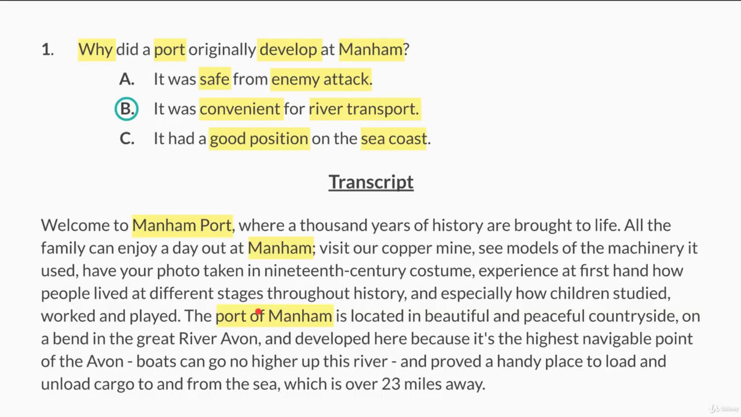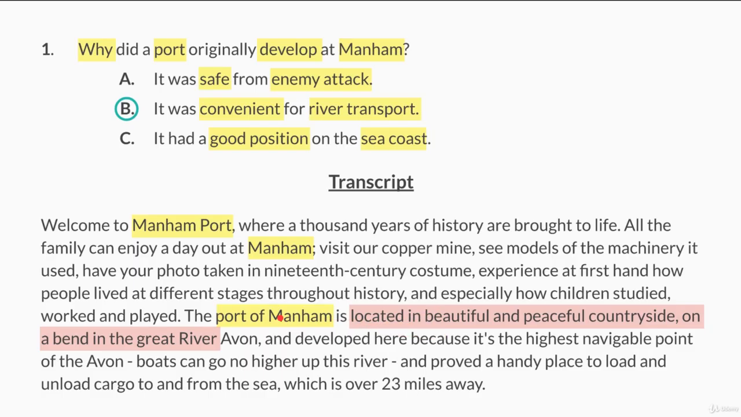I'm kind of keeping it in my mind as well, but mainly I'm looking for why did it develop. Those are the main keywords I'm looking for, and I haven't found them yet. So I'm going to keep listening very carefully. And right around here, it starts to talk about where it is located.